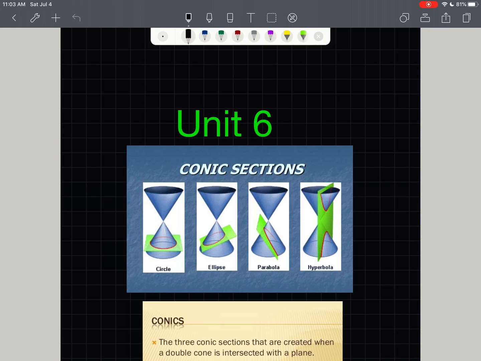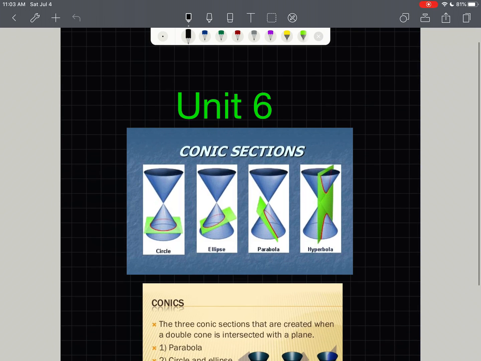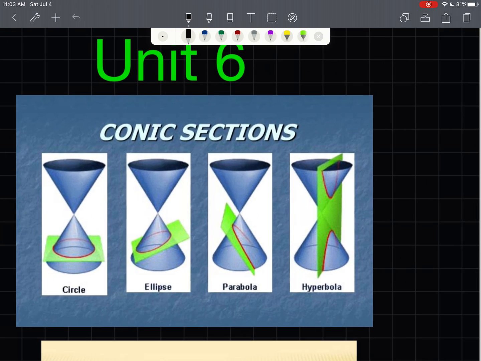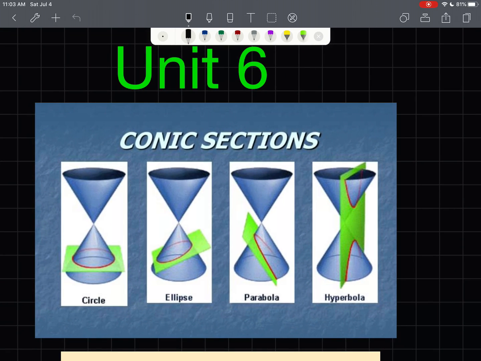Okay, our unit 6, because it's our 6th unit, but it doesn't matter which number unit it is. Our unit that we're going to cover next has to do with conic sections. And conic sections are different shapes that are created when you have two cones that are connected at their vertices, as shown in the figures.